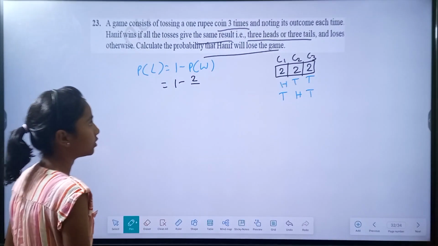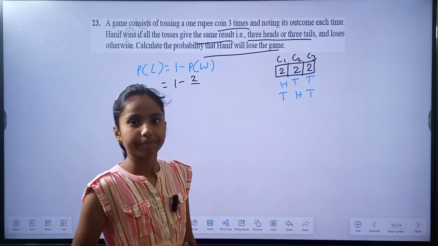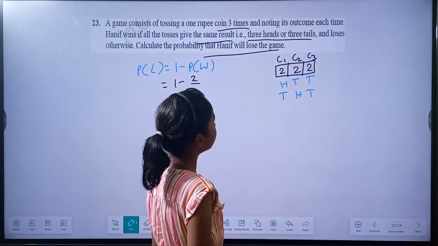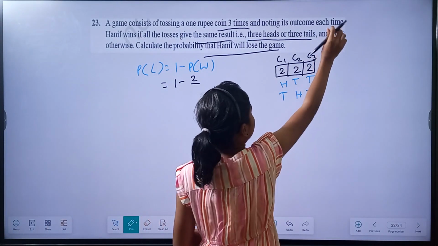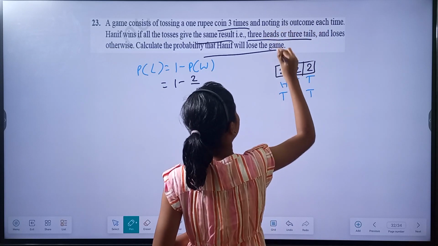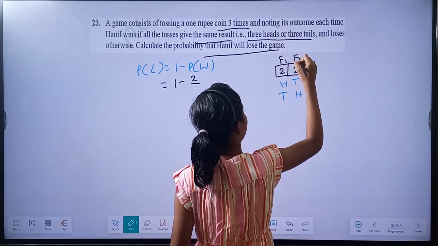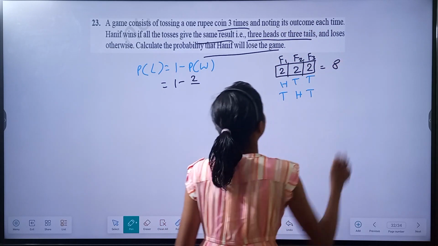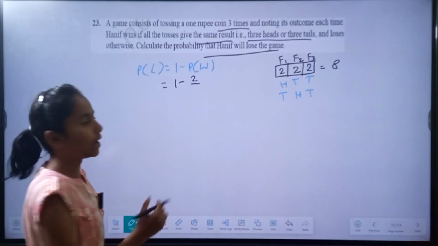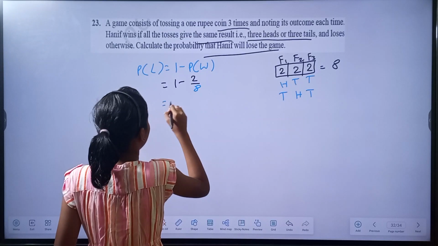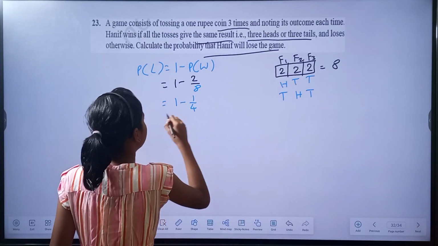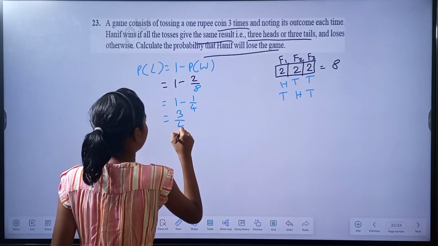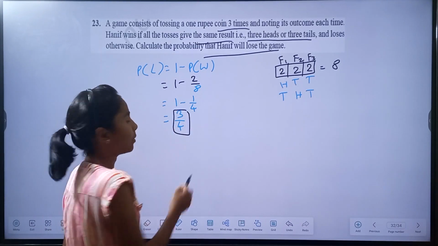The coins are different. They toss one coin only 3 times. First time, second time, third time. Flip 1, flip 2, flip 3. Now you can say this is equal to 8 ways. So total outcomes are 8. This is equal to 1 minus 1 by 4, which is equal to 3 by 4.